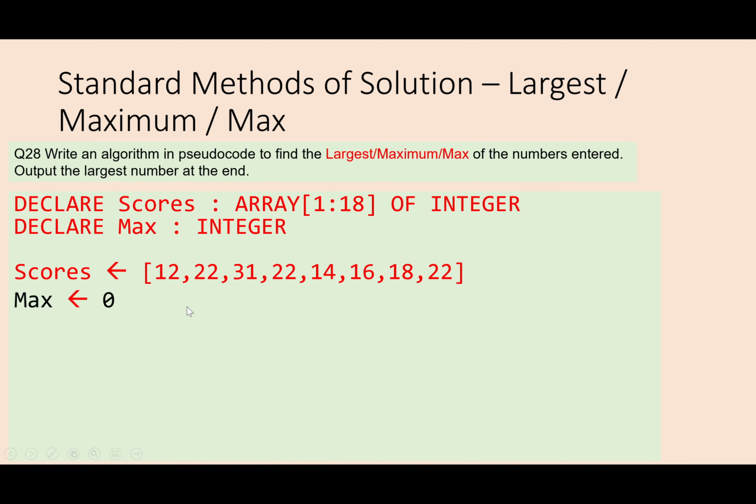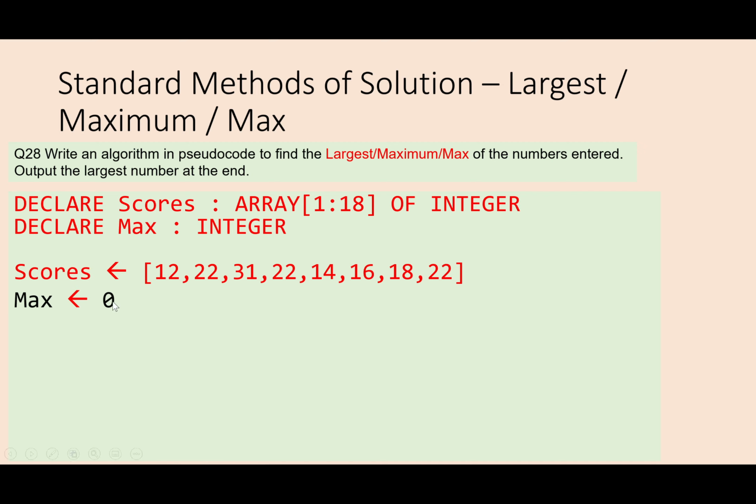Okay, so to write this algorithm, we first of all need to give max an initial value. If you're finding the biggest number, you always give max the smallest possible value you can. If we look at this array, none of the numbers in this array are less than 0, so 0 is fine, but also the smallest number in the array is 14. Actually, sorry, it's 12. So I could have set max to 11.